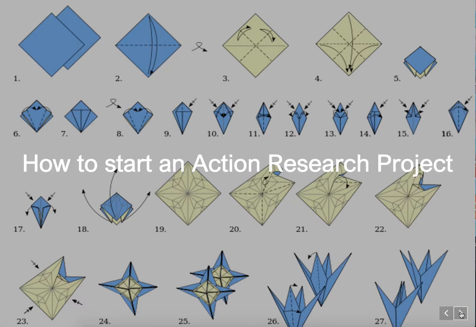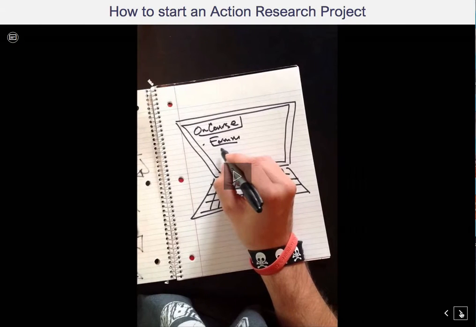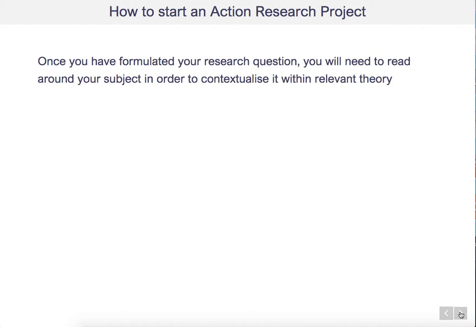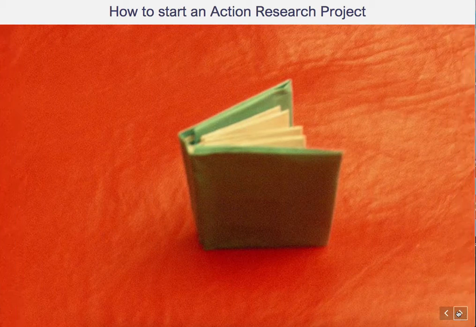If you're interested in starting an action research project, you first need to think about the problem or the research question. And I'm not going to show you this video now, but it's embedded within the presentation, and please do click on it and watch it. It's really good. It's far more entertaining than anything I'm presenting. So you have to imagine that you've actually formulated your question, and once you've done that, you need to read around your subject so you've got some theoretical underpinnings.